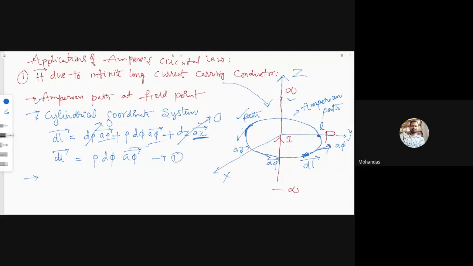Now the fourth constant. This is the third constant term, and this will be random. The symmetry is nothing but, as it is a circular path, everywhere the H is the same. And can you guess what H is due to?